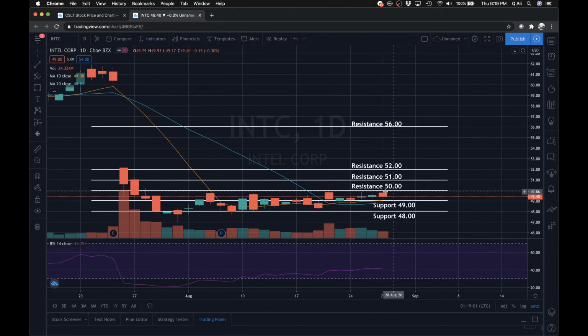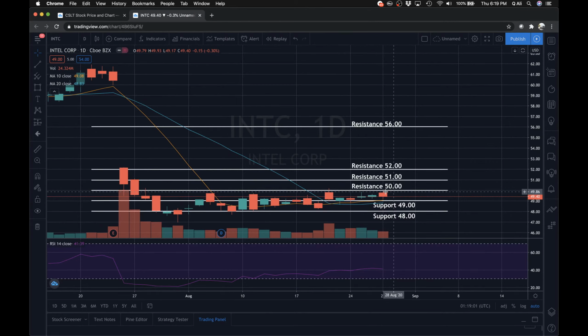Now, a lot of people will question, well, if this is the full gap, why are we placing our first target at 56? One, it's common sense. The stock is not going to jump by $12 to $15 just like that. Two, the stock has a previous resistance at 56.